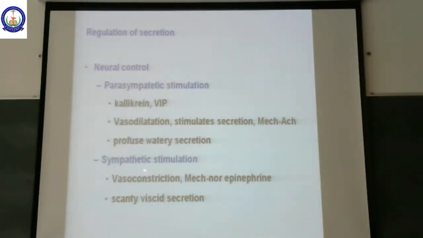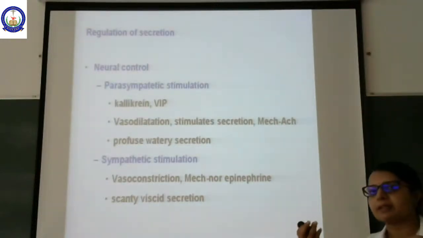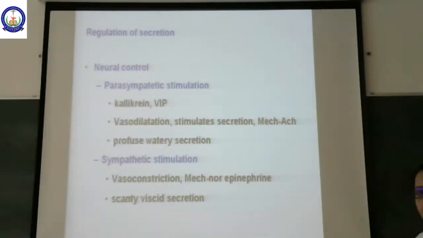Now coming to the sympathetic stimulation, it brings about vasoconstriction. Vasoconstriction means constriction of the blood vessels of the salivary glands. When there is vasoconstriction, there is less blood flow to the glands, so there will be less secretion of salivary juice. The mechanism is mediated through the neurotransmitter epinephrine. Therefore, when the blood flow is reduced, secretion is reduced, and it will produce scanty secretion. Scanty means very little secretion of the salivary juice, and it is viscid, sticky in nature.